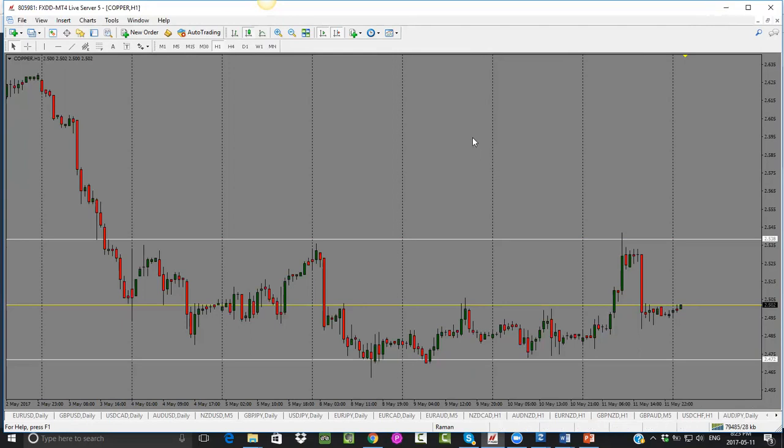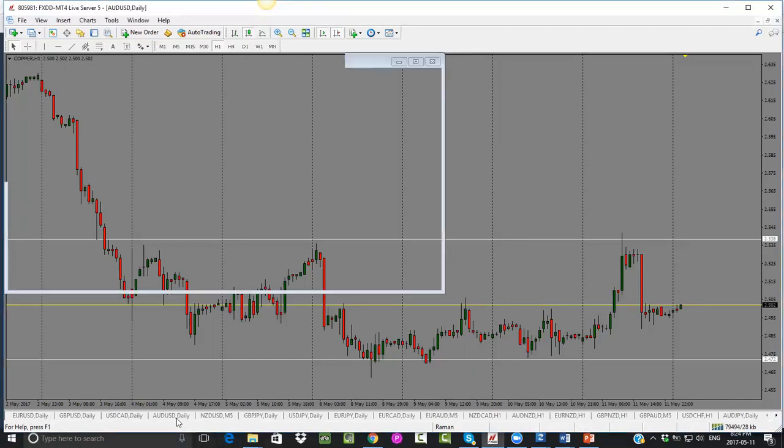TD Ameritrade. Oh yeah, another way to get these, thanks Anne. Another way to get these charts is through TradingView, which is an online charting platform. And also Yahoo Finance will have the commodities charts as well.